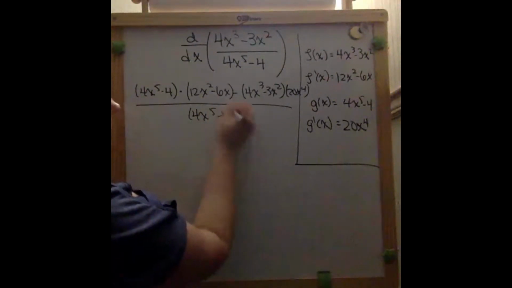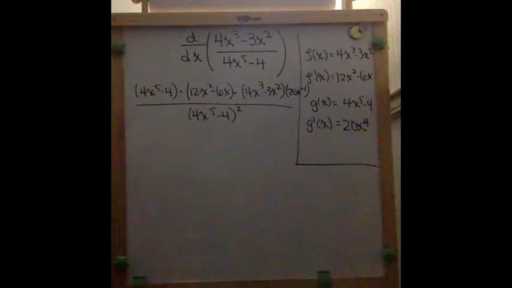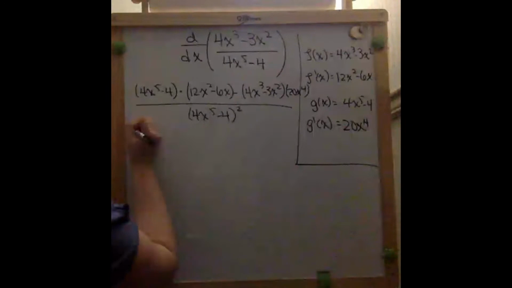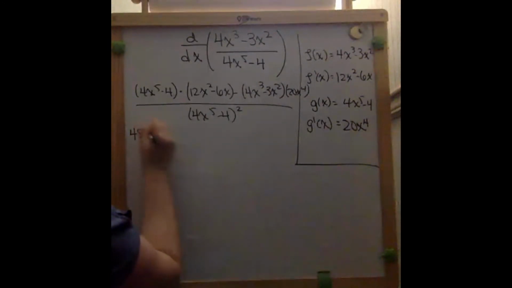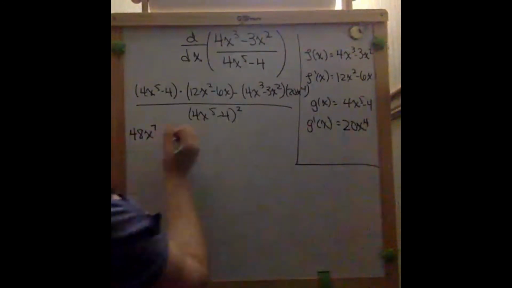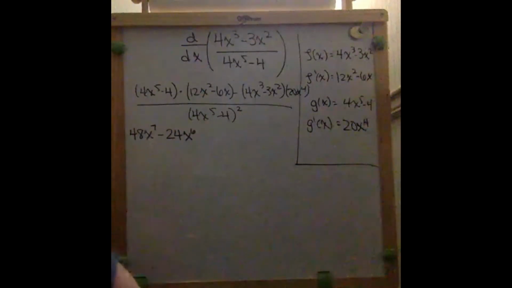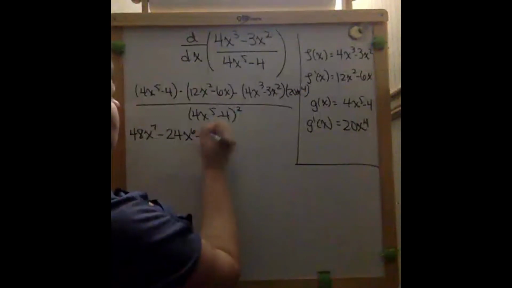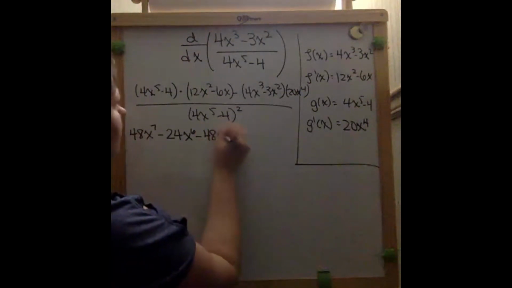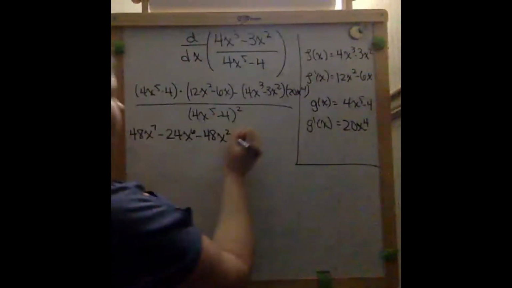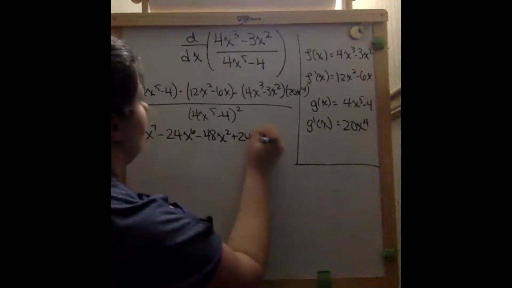Again, it's not necessary to multiply this out unless you really want to, but I suggest you just leave it as is. We do have to clean up this numerator, so here I have a binomial times another binomial. We're going to have to multiply that out. So I have 48x to the 7th minus 24x to the 6th minus 48x squared plus 24x.